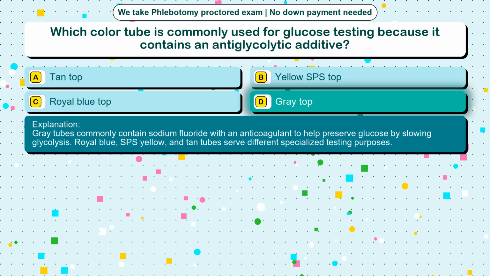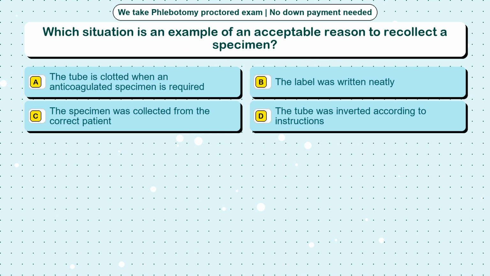Gray tubes commonly contain sodium fluoride with an anticoagulant to help preserve glucose by slowing glycolysis. Royal blue, SBS yellow, and tan tubes serve different specialized testing purposes. Question 62. Which situation is an example of an acceptable reason to recollect a specimen? Option A. The tube is clotted when an anticoagulated specimen is required.